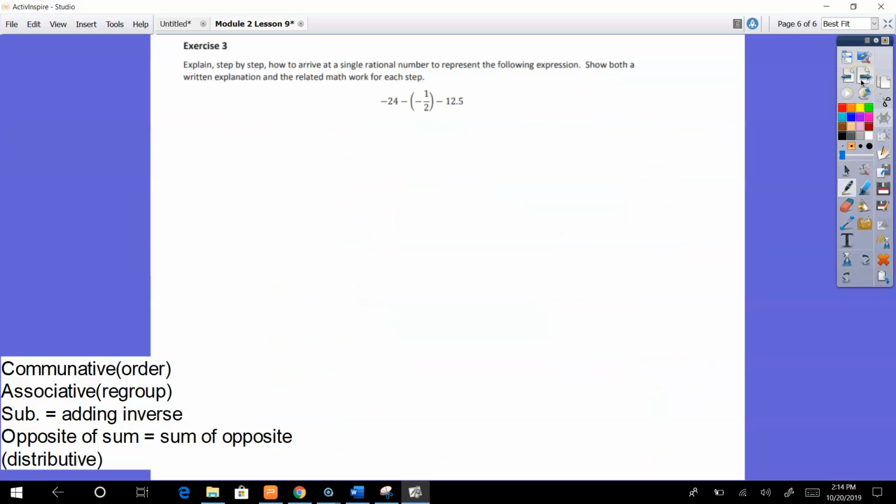Okay. Exercise 3 explains step by step how to arrive at a single rational number to represent the following situation. Show both the written explanation and the related math for each step. So we've been working, either I was doing it, or you were working with a group. So now it is time for you to try this one on your own. So pause the video, try it on your own.